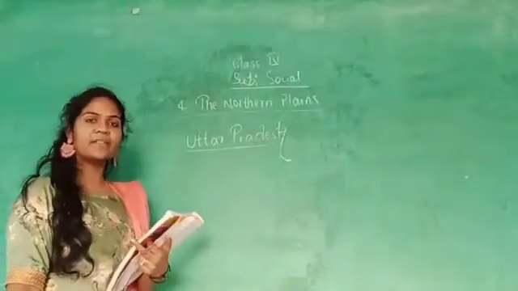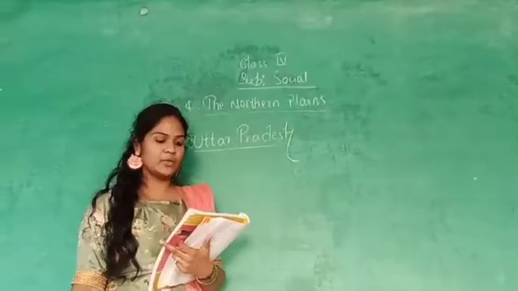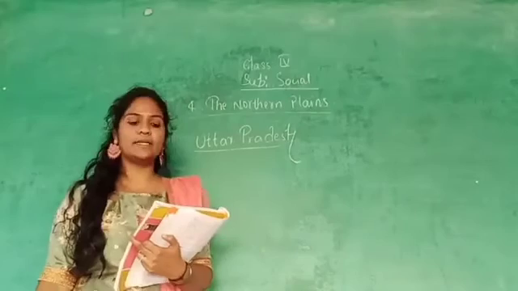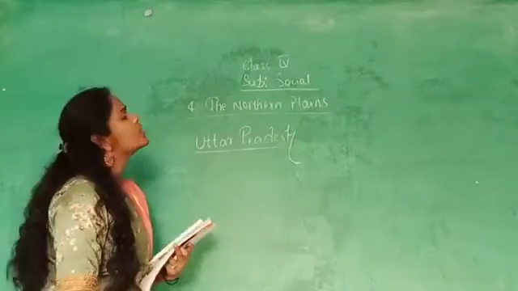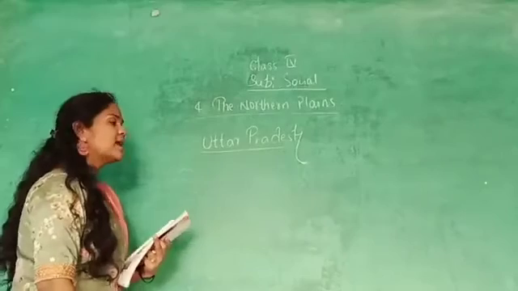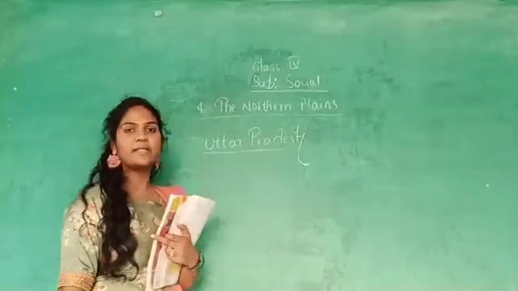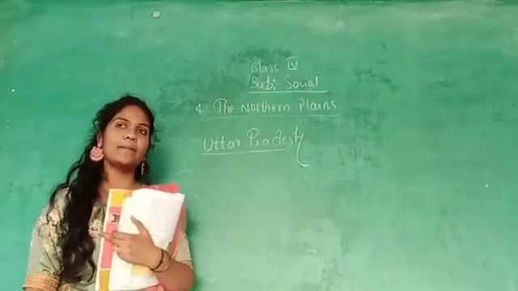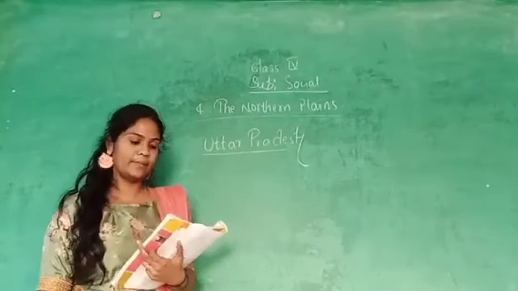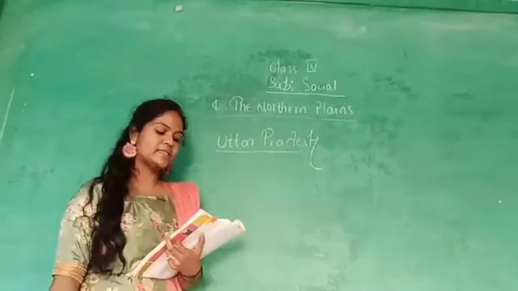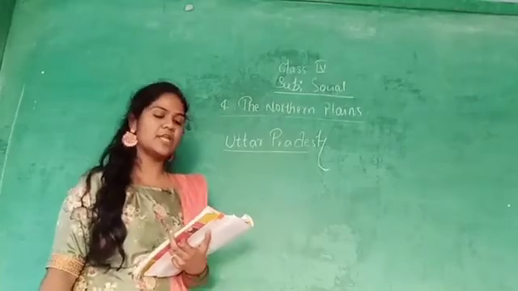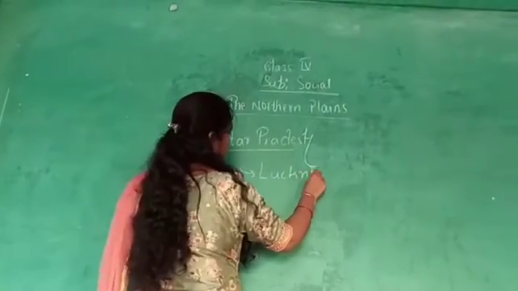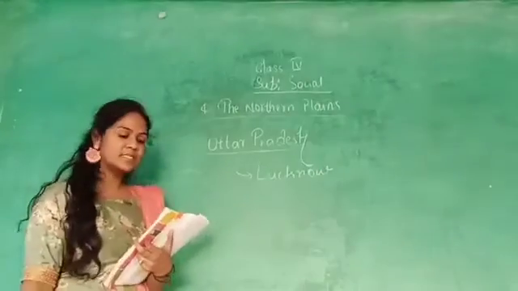Uttar Pradesh is a state from the northern plains. So concentrate here. Uttar Pradesh is a large and thickly populated state. Its capital is Lucknow. What is meant by thickly populated? It means so many people live in that state, most of the people. So it is a thickly populated state. What is the capital of Uttar Pradesh? Lucknow. The capital of Uttar Pradesh is Lucknow.